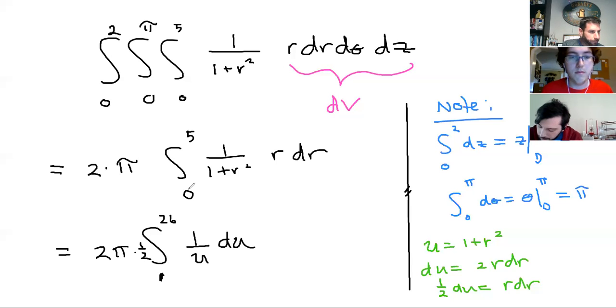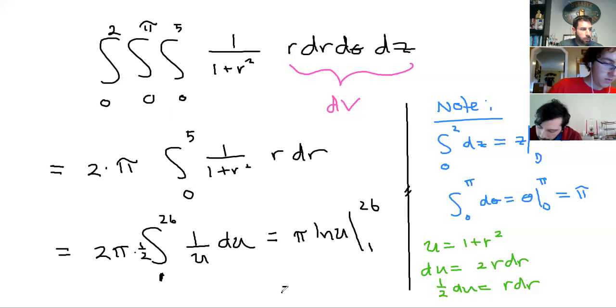Okay, so what does this become? Well, the 2's cancel. So this is pi. And then when you integrate this, it's the log of u from 1 to 26, which simplifies to nothing more than pi times the log of 26. Why does the 1 disappear? Well, because log of 1 is 0.